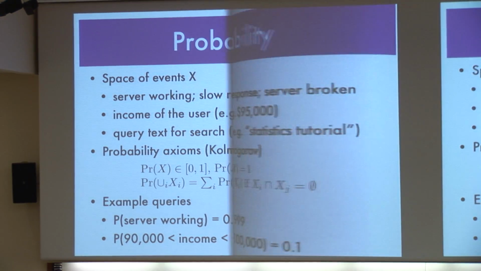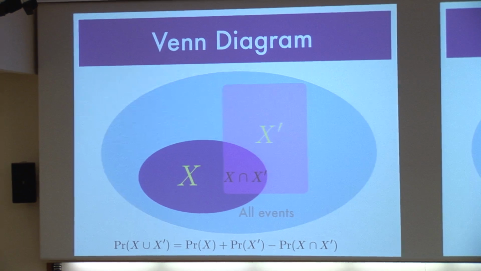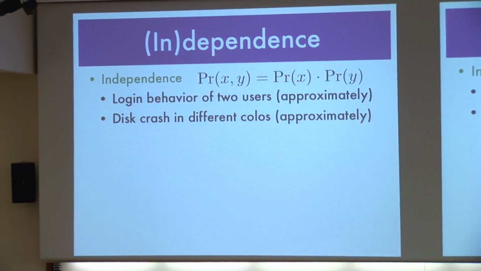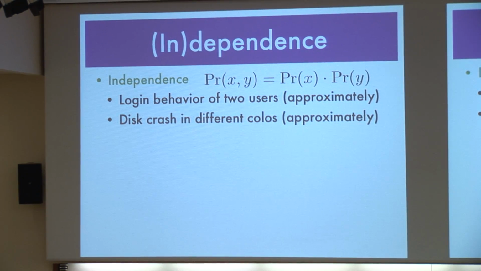Okay. Then this is the usual thing with the Venn diagram, right? We have all the events. And so the probability for the union is the probability of one plus the probability of the other minus the intersection. Independence: the probability of x and y is given by the probability of x times the probability of y. So for instance, the login behavior of two users is approximately independent of each other, except, for instance, suppose Vishy and I are good friends and we are somewhere together and after dinner we both decide to do something on our computers, then the login behavior will not be independent of each other anymore.